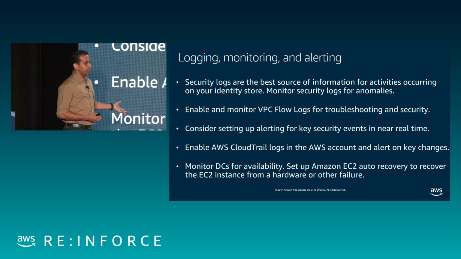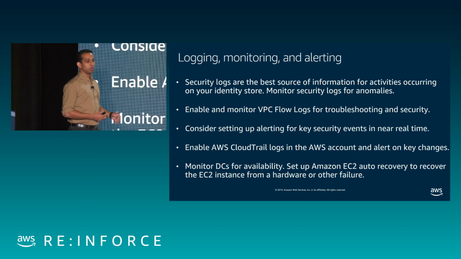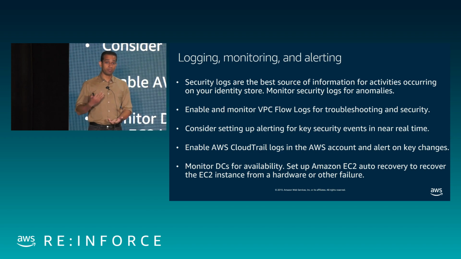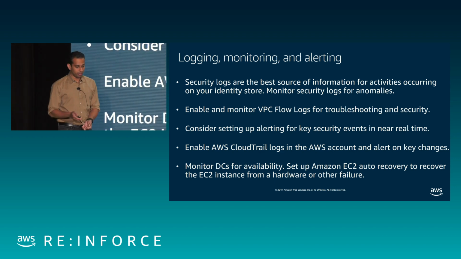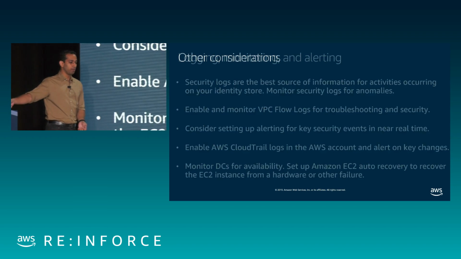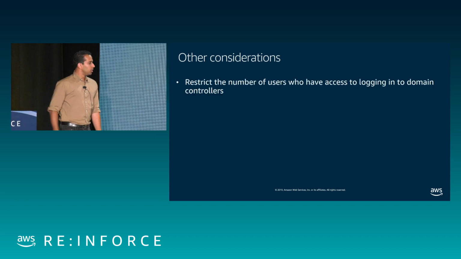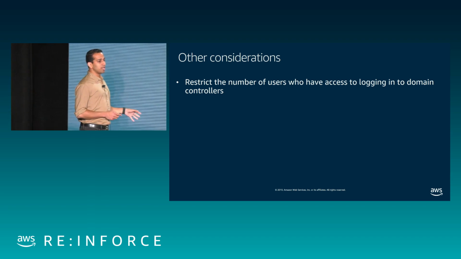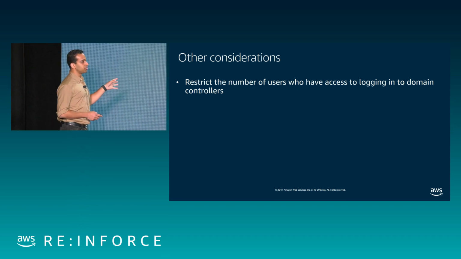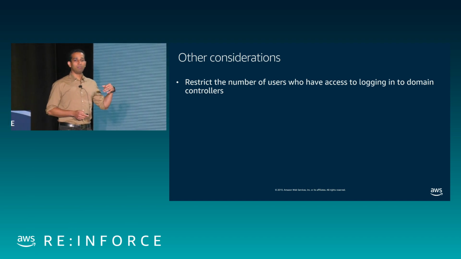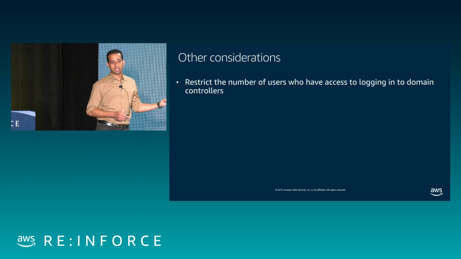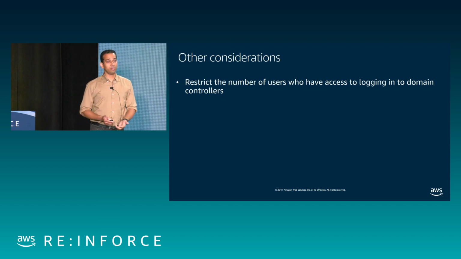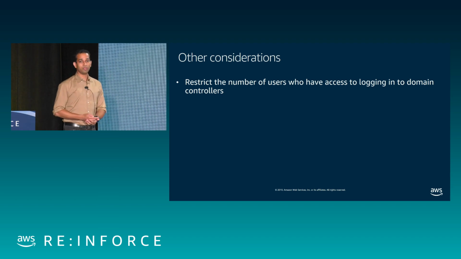Monitor the DCs for availability. Again, set up EC2 auto recovery. So if there's a hardware failure and the domain controllers stop, you want to turn them on automatically so you don't cause an availability issue. So make sure you set that up. Again, this is something you're probably familiar with, but restrict who has access to log into domain controllers. This shouldn't be an everyday function. Most of the time, this isn't required except for things like security patches and updates. So this is more of a once a month thing. Even that, if you have automation, you don't actually need to log into the domain controllers.